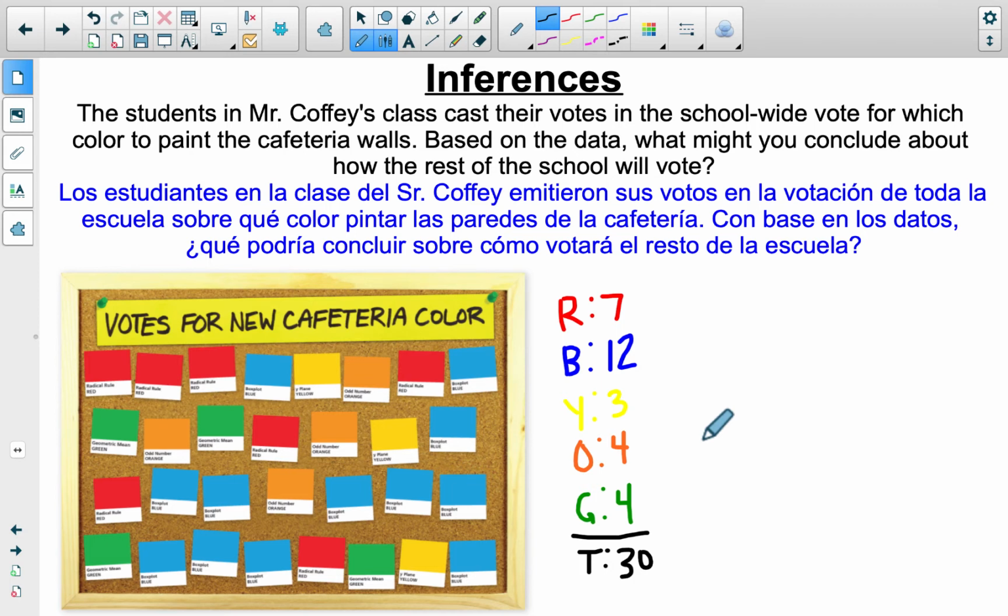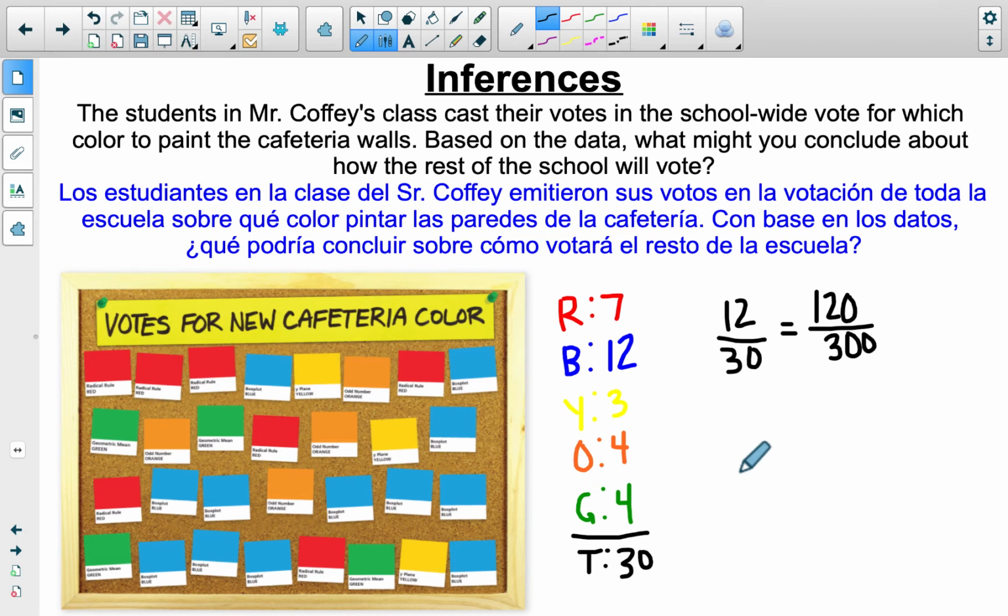a decent representative sample. And based on this, right, let's say we're talking about blue. 12 out of the 30 votes were blue. We could use this sample in order to make an inference, let's say, about how many people would vote for blue if there are 300 total students, right? By multiplying by 10, and you would be able to infer, based on the data, the sample data here, that if there were 300 total kids, about 120 would prefer painting the cafeteria blue.